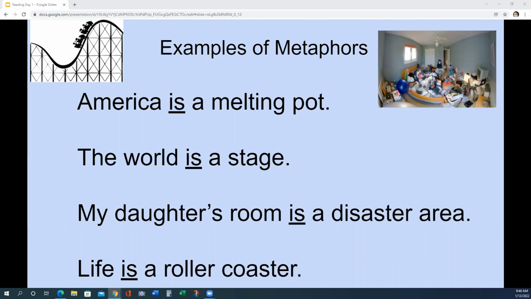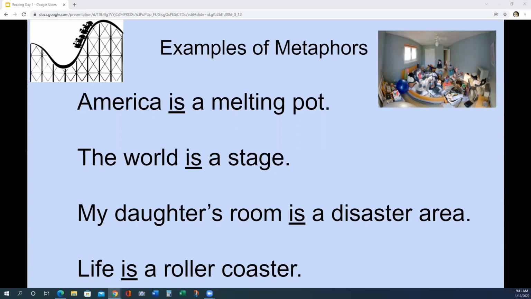We're a bunch of different cultures that are melting together. And I still say it's the greatest country on earth. We may have our problems, but we have a lot going for us as well that other countries don't have. That is a metaphor. The world is a stage. That is also a metaphor, comparing two things without using like or as.